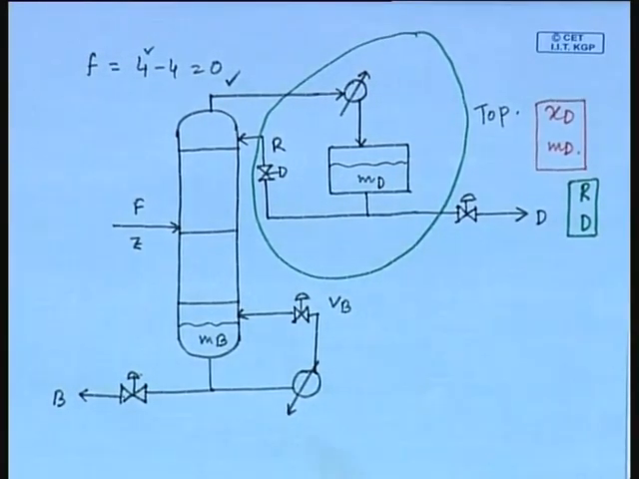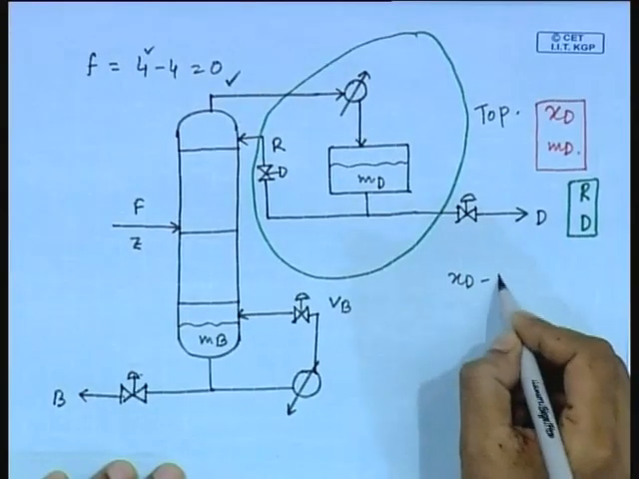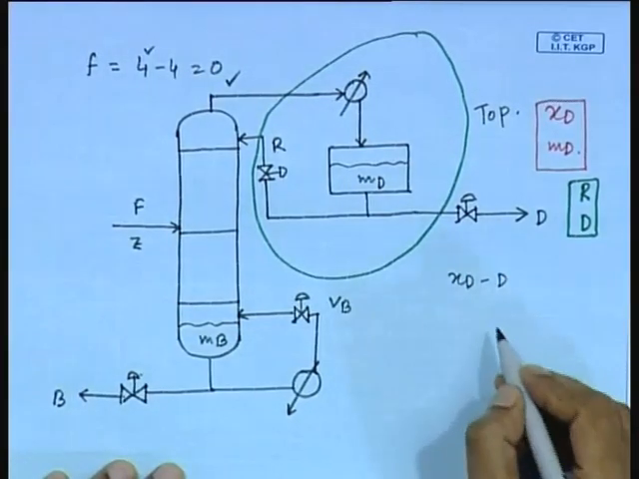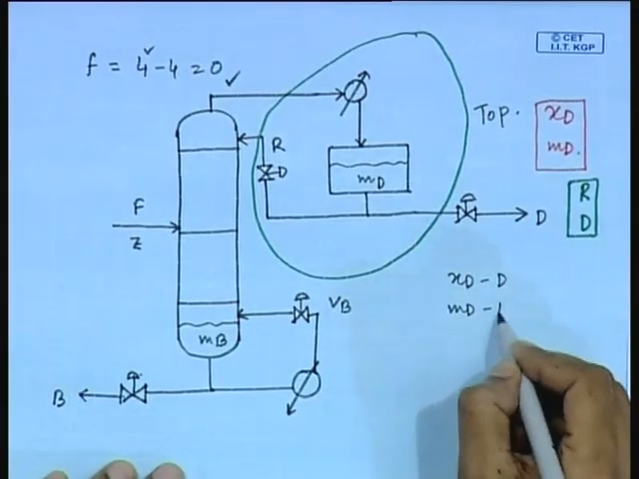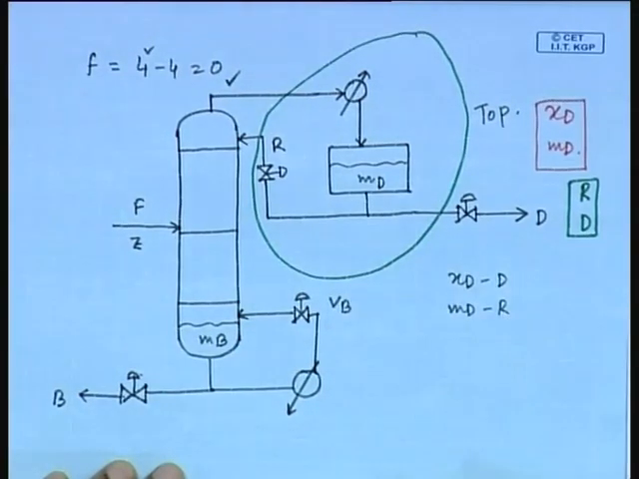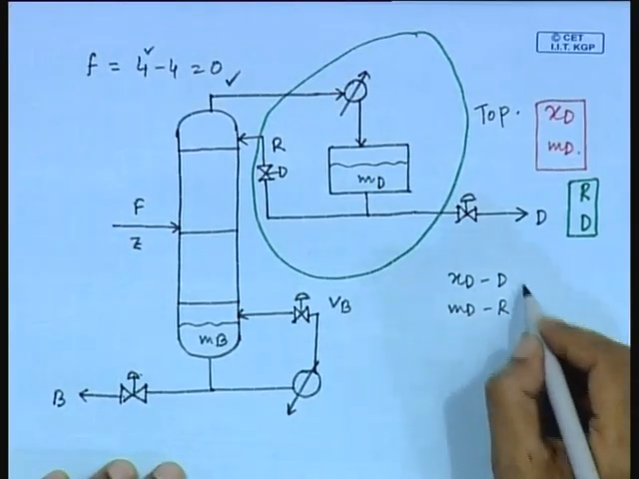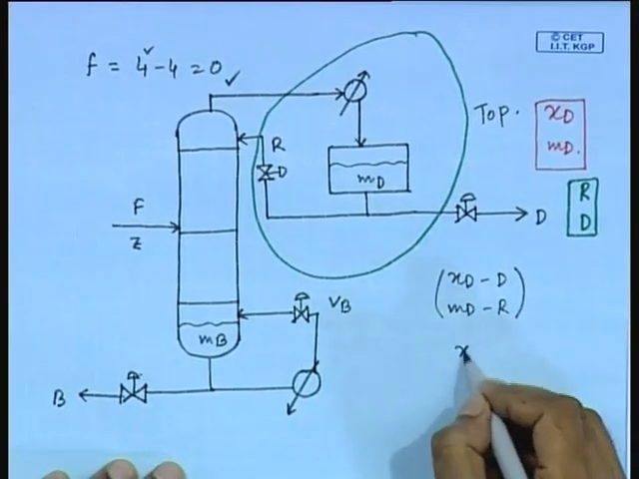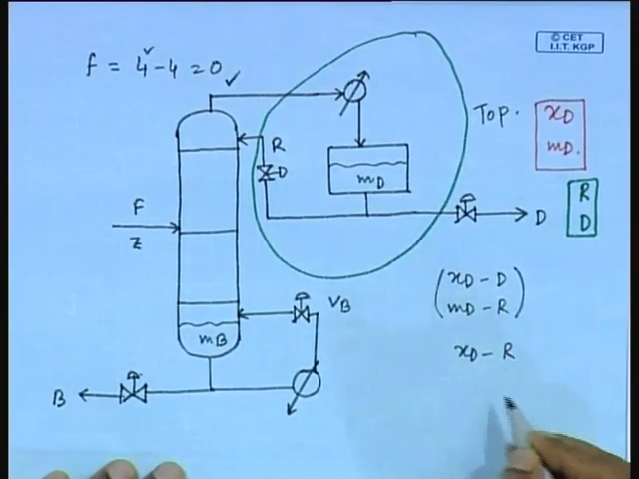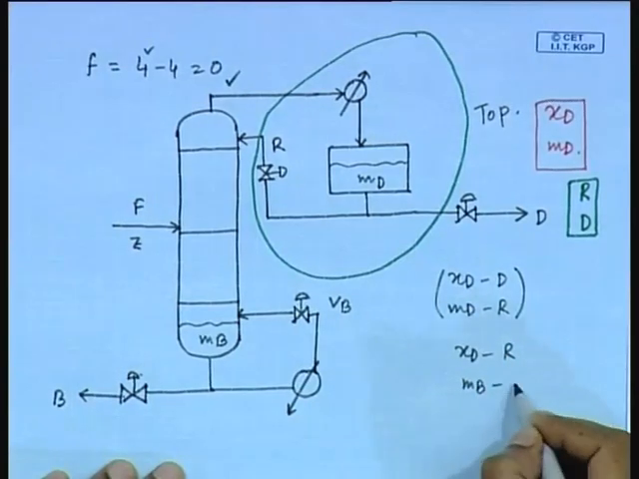Now, we have to pair the control variable and manipulated variable. We can pair XD with D and MD with R. Another pair may be XD with R and MD with D.